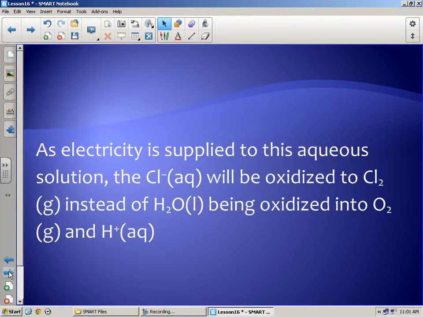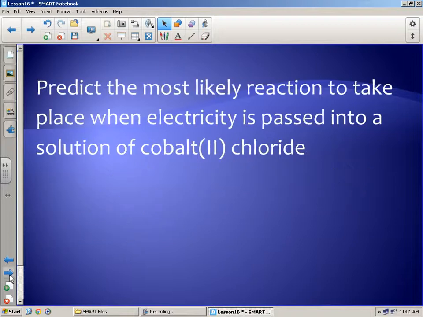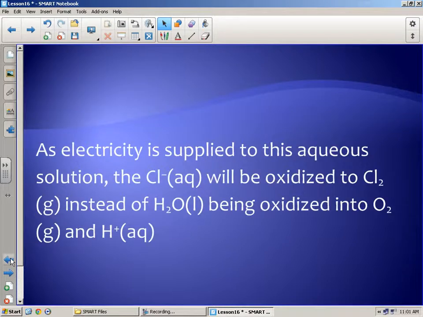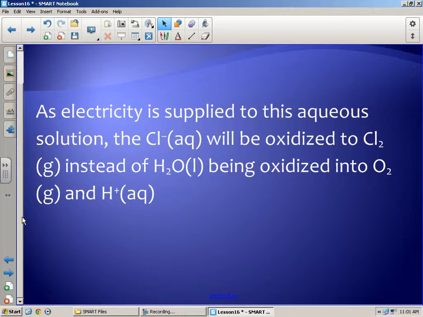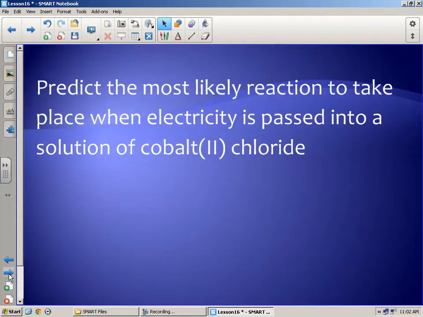It talks a little bit about that here. As electricity is supplied to the aqueous solution, the chloride will be oxidized to chlorine gas instead of the water being oxidized into oxygen and H+. Okay? So that's one of the things you just have to remember about that chloride anomaly.